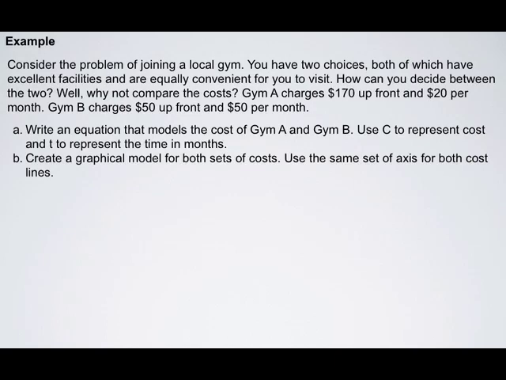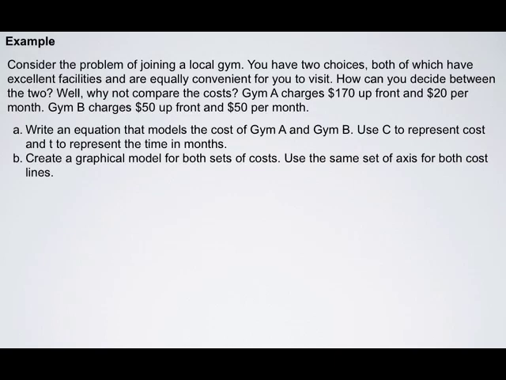There are two questions here that I'd like you to answer, and then come back and check to see if your result is the same as ours. Question A. Write an equation that models the cost of Gym A and the cost of Gym B. Use C to represent the cost and T to represent the time in months. So you'll have two equations, one for Gym A and one for Gym B. Then go on to part B.